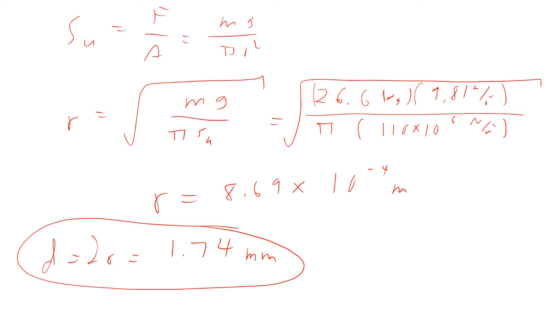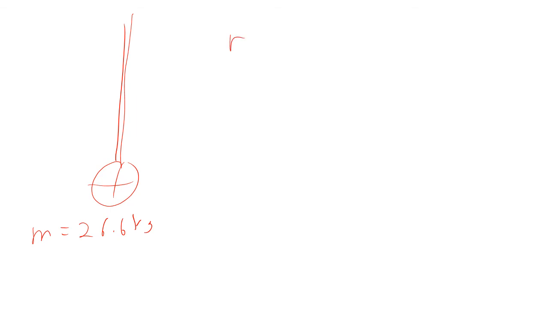All right. So let's extend this problem a little bit. Let's say we have this object here, same object, so it's got 26.6 kilograms. And I'm going to hang it from a wire, but I don't want the minimum thickness wire. I want the wire to have a radius that is about 25% larger than the minimum radius. In other words, I want to make sure I hold this thing.